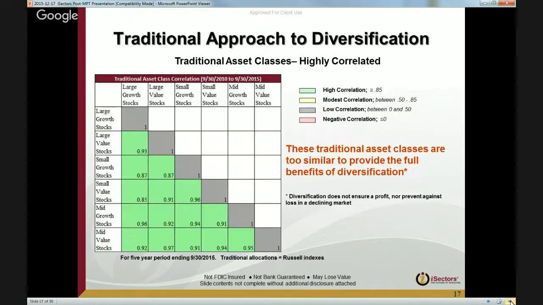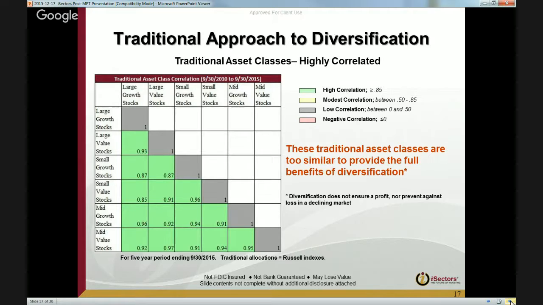So let's take a closer look at the correlation of the traditional cap style weighted asset classes. As you can see here, this is a correlation matrix of those cap style weighted asset classes, and you can see that they are all very highly correlated. I think the lowest combination here is 0.87.